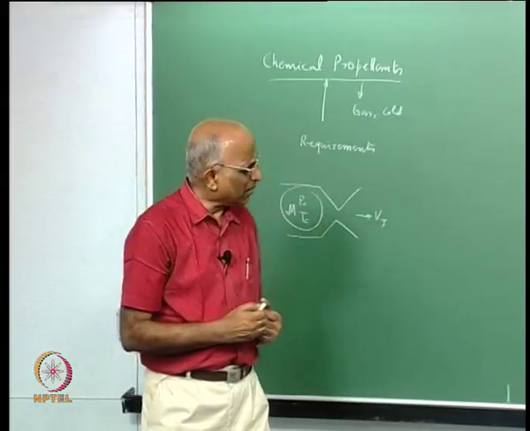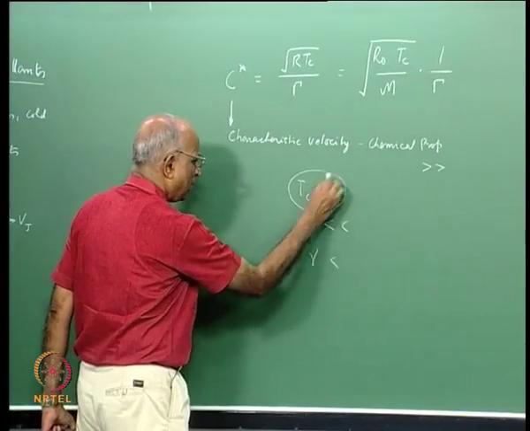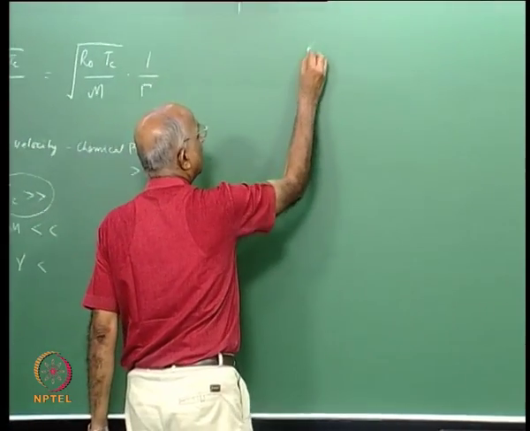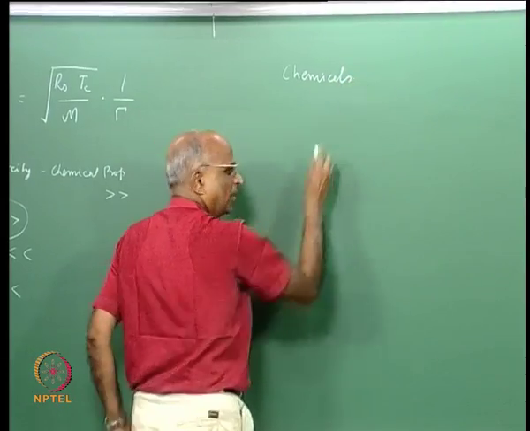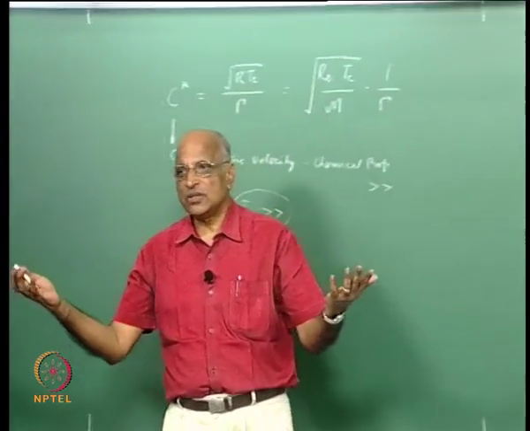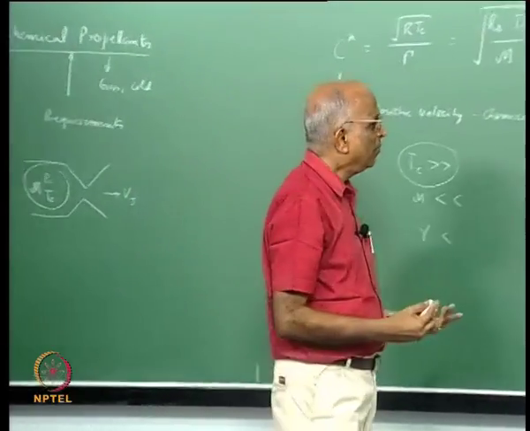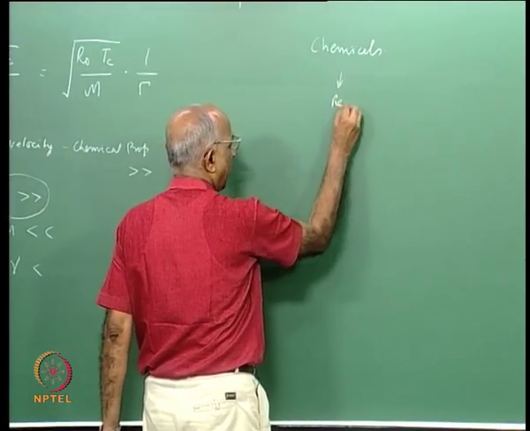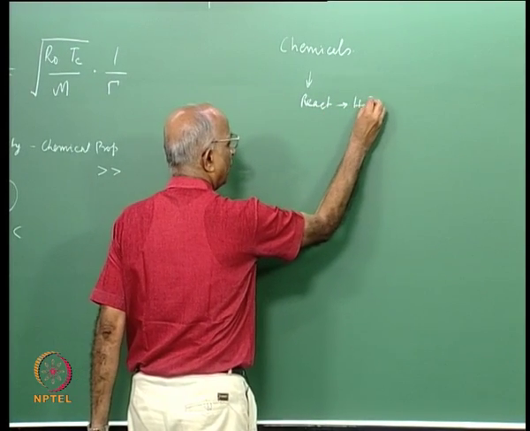How do you get it? Let us take a look at Tc. What will give me a high value of Tc? If I have a chemical propellant, and now we must say I am talking of chemicals, there are a large number of chemicals available, I cannot use all these chemicals. And why do we use a chemical? Maybe I want the chemicals to react with each other and generate hot gases.